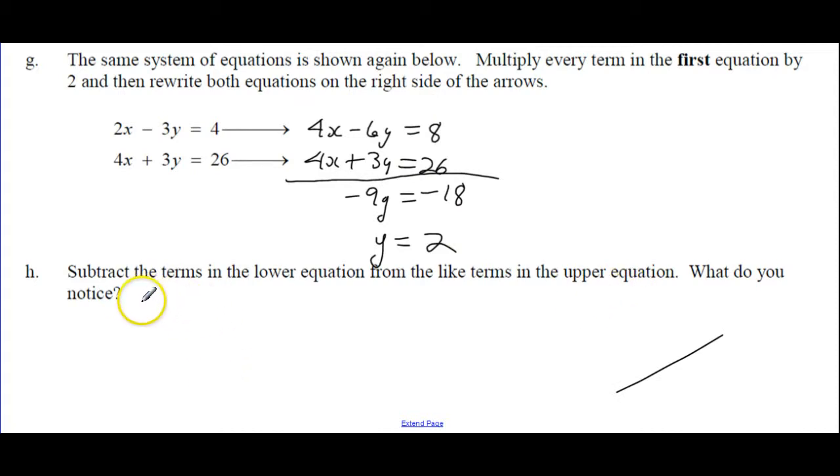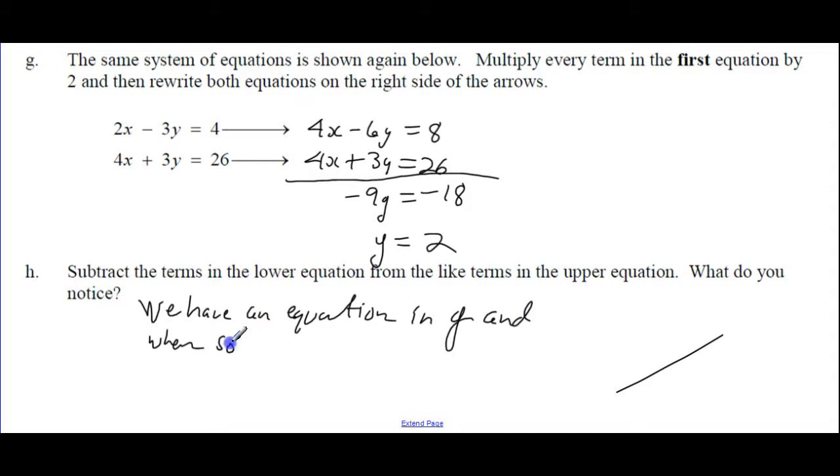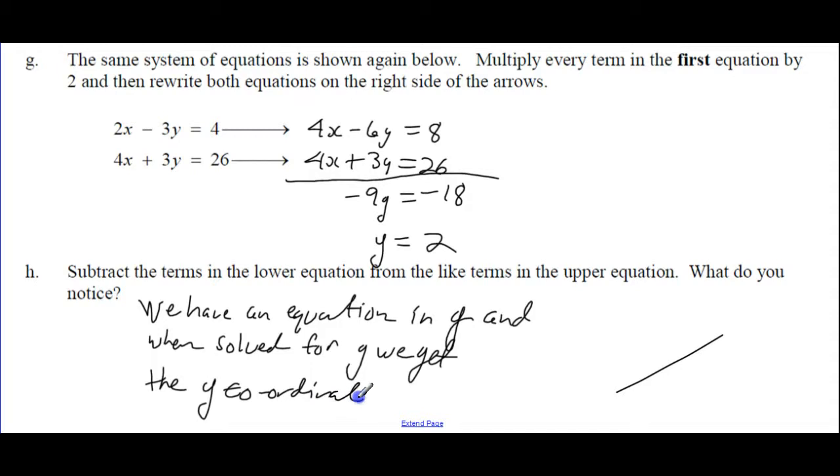So, what do you notice? We have an equation only in y. And when solved for y, we get the y-coordinate of the solution.